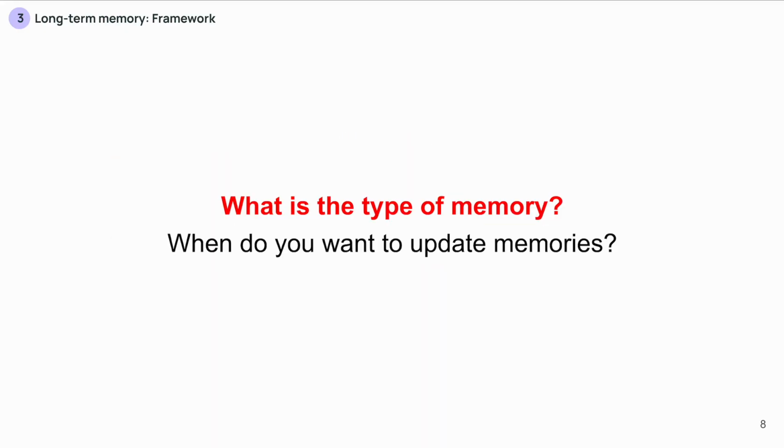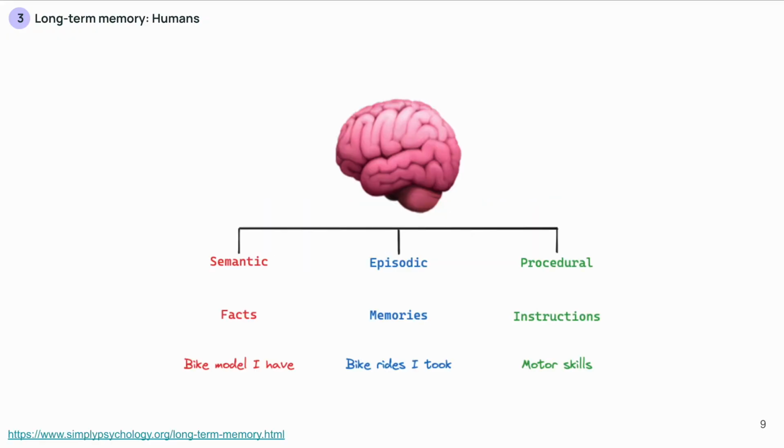Now for long-term memory, it helps to think about this in a few different ways. Here's a framework that I like. Two questions: What is the type of memory we care about? And when do you want to update memory? Let's talk about memory types first.